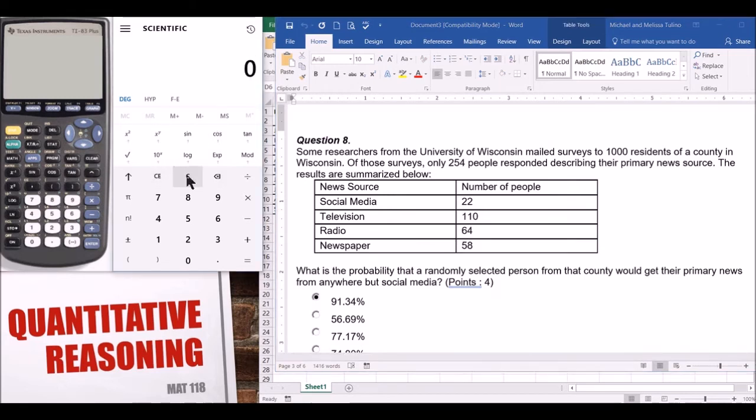And now let's do it the other way. If we did 1 minus the 22 divided by 254, same result.